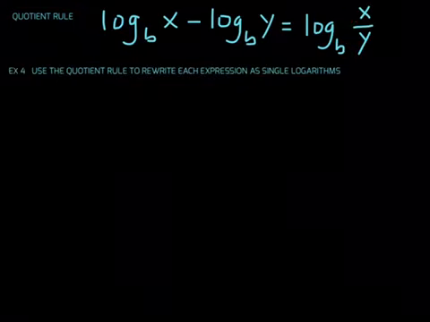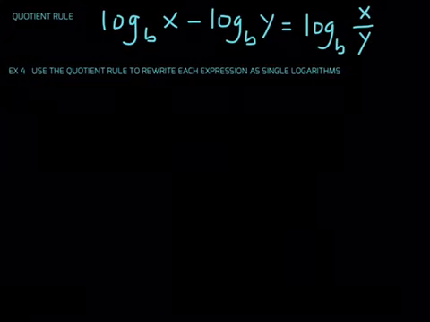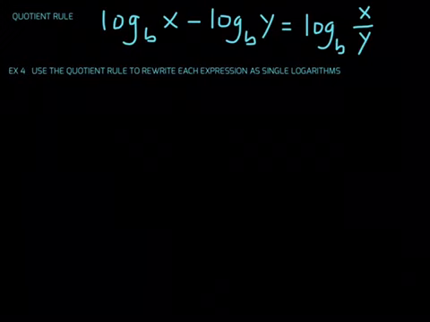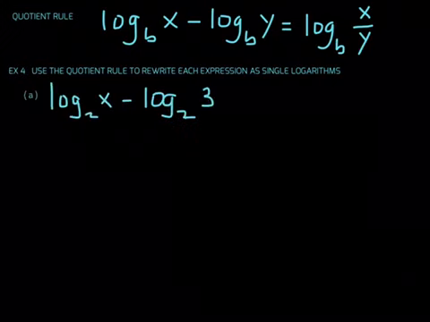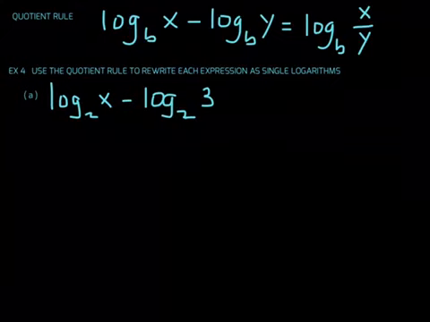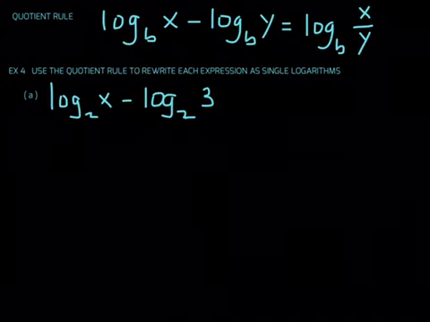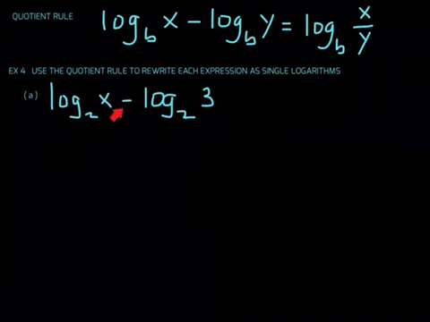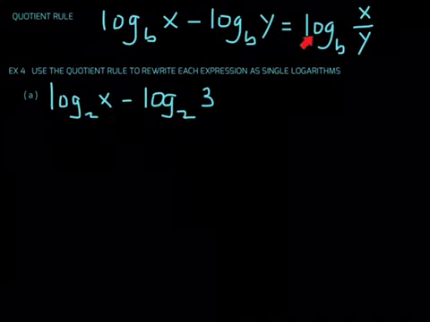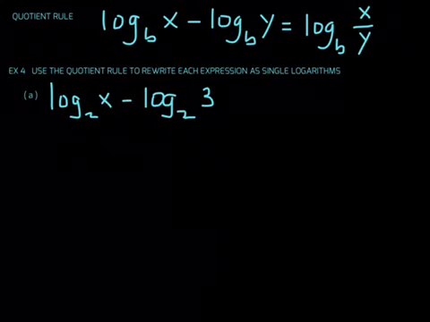Okay, example 4, here we go. Use the quotient rule to rewrite each expression as a single logarithm. All right, the first one: log base 2 of x minus log base 2 of 3. Now, we can definitely use the quotient rule here because you have two different logs and it's a difference, and the bases are the same. So according to the quotient rule, we can rewrite a difference of two logarithms with the same base as one log, and all you've got to do is divide the arguments.